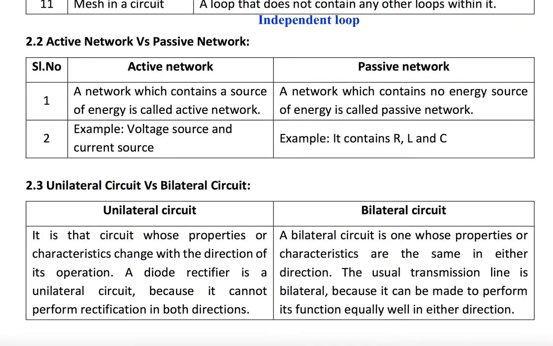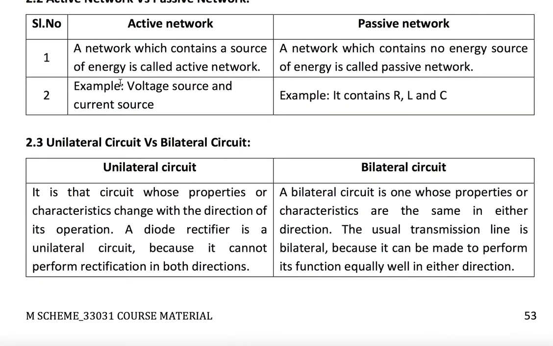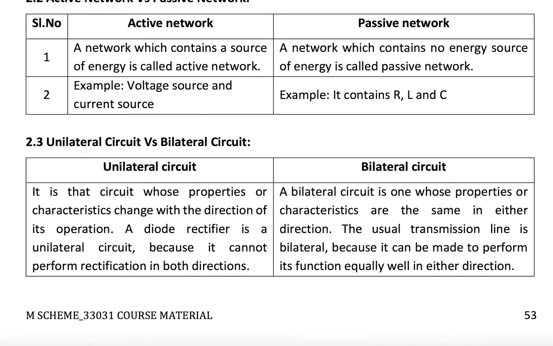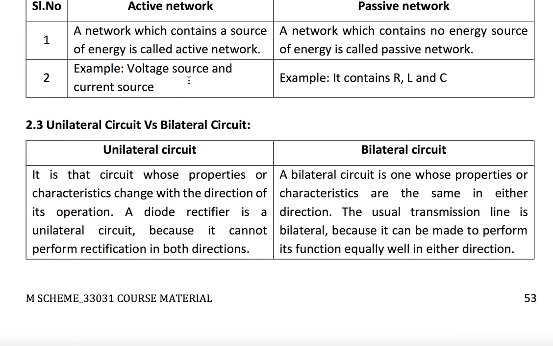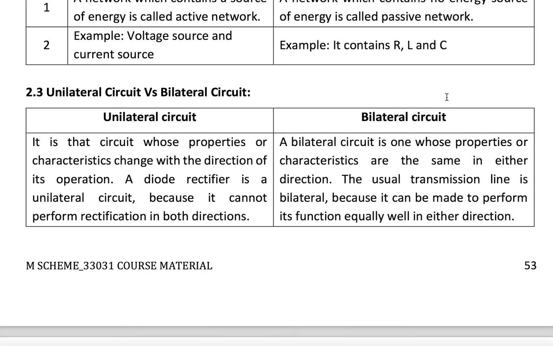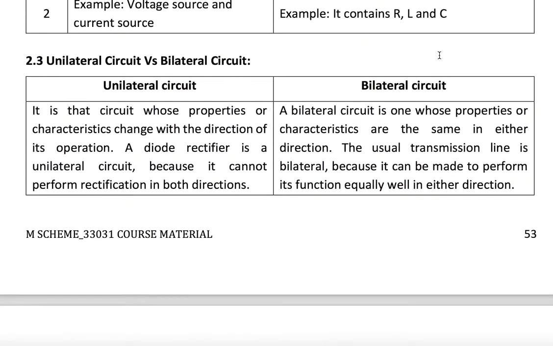Active network versus passive network. A network which contains a source of energy is called an active network. A network which contains no source of energy is called passive. Examples: voltage source and current source for active, and RLC for passive.